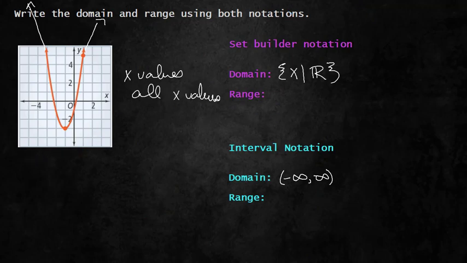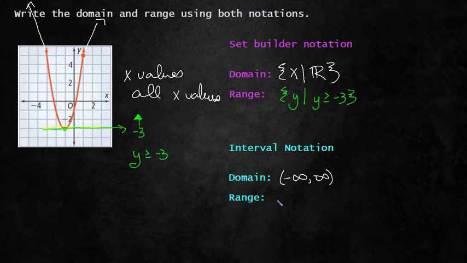Now let's look at our range. So we look and see, where is my lowest point or my highest point? Is there one? So my lowest point is at -3, and then I go up from there. So that means that all my y's are greater than, and since I can actually be there, it's greater than or equal to -3. So my set builder notation is y such that y is greater than or equal to -3.